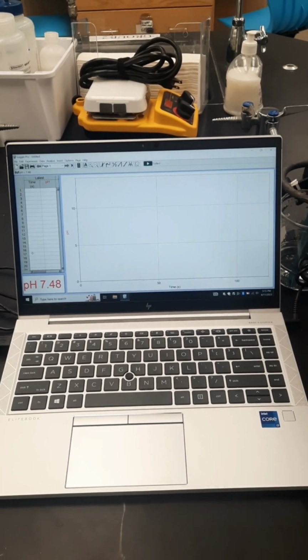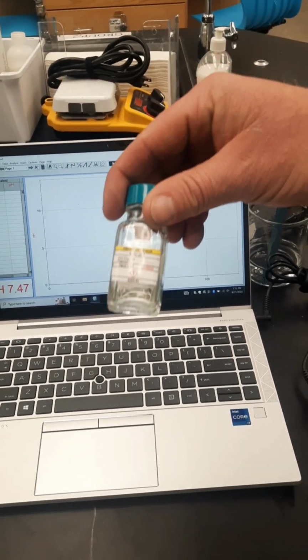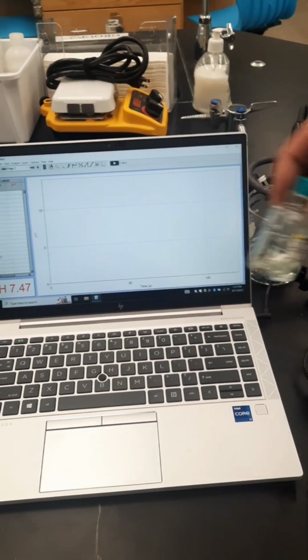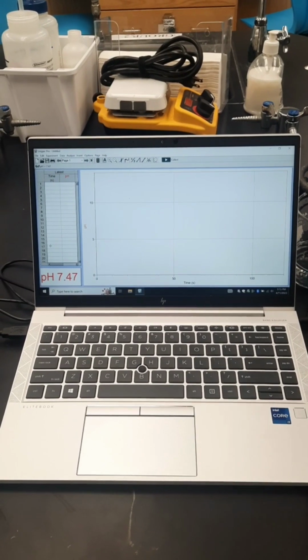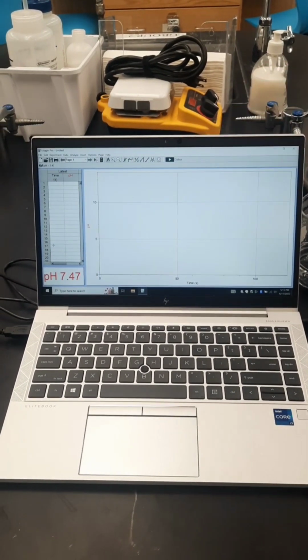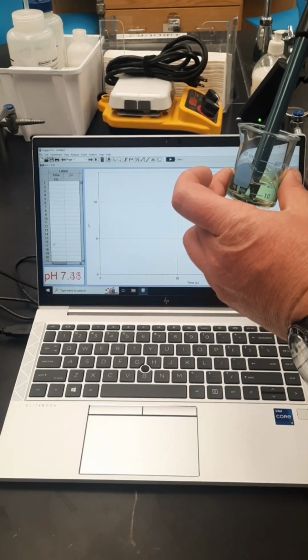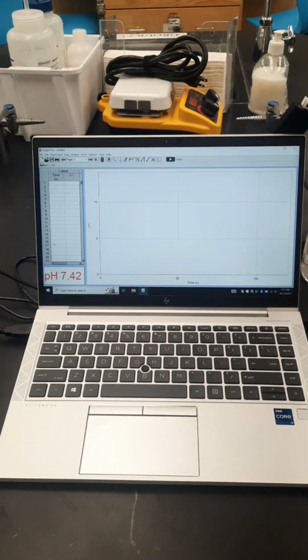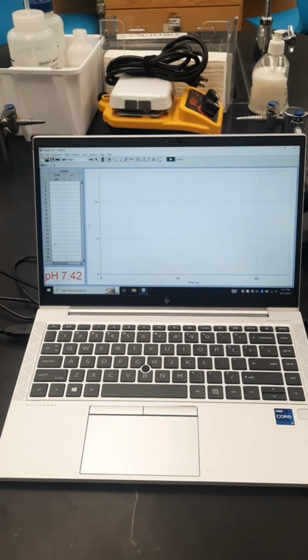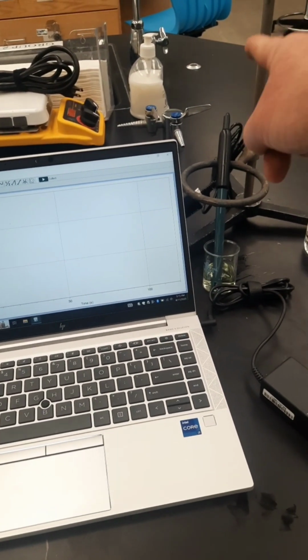You want to take your electrode. Now we have pH buffer 7 solution, and it's intentionally dyed green. We want to take a bit of that solution and put our electrode inside of that solution and keep it in there. We're going to keep that solution off to the side while we do the calibration.